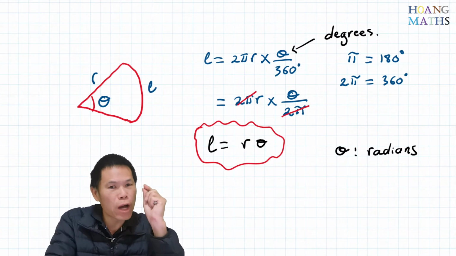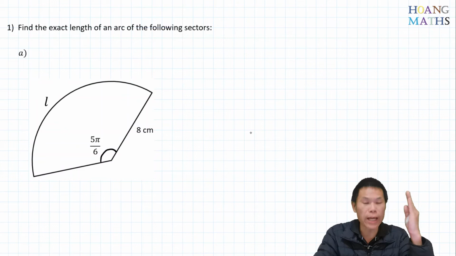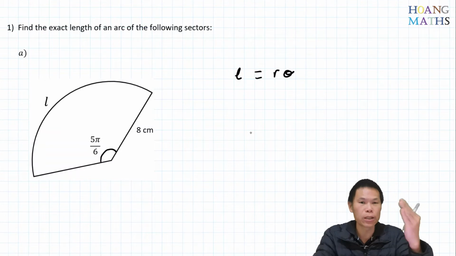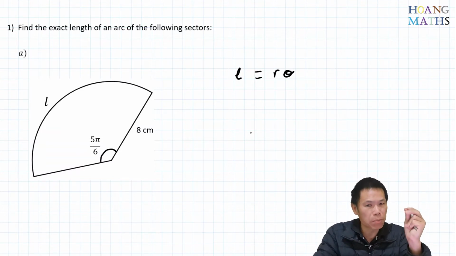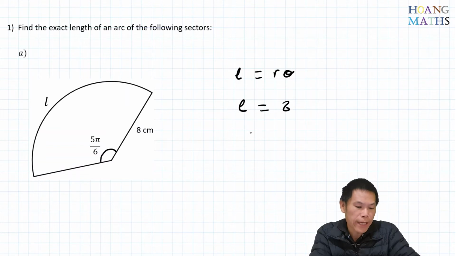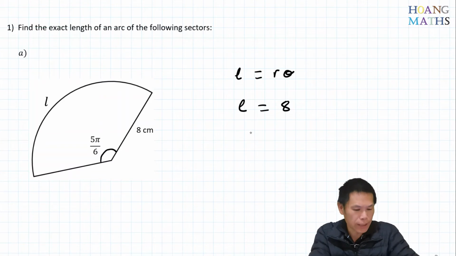Okay, we're going to do a couple of examples. First one, we want to work out the exact arc length of this sector. So we know that L is equal to r theta. That is the rule. And we know that theta must be in radians, and it is already in radians. So therefore L is equal to r, which is 8 centimeters, times the angle, which is 5 pi over 6.